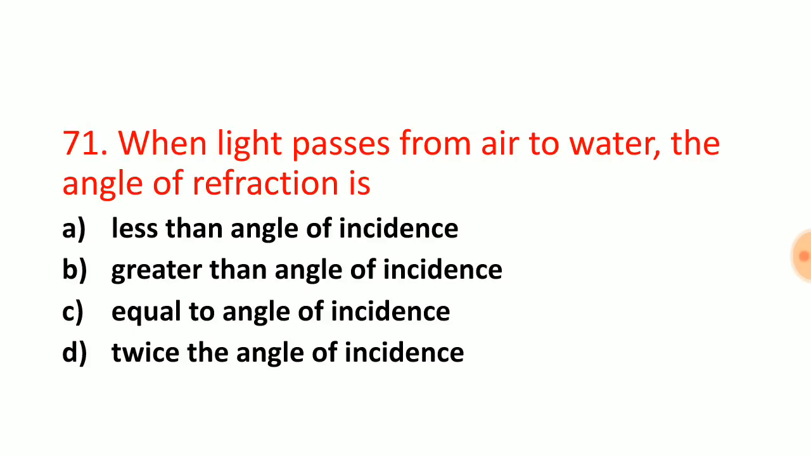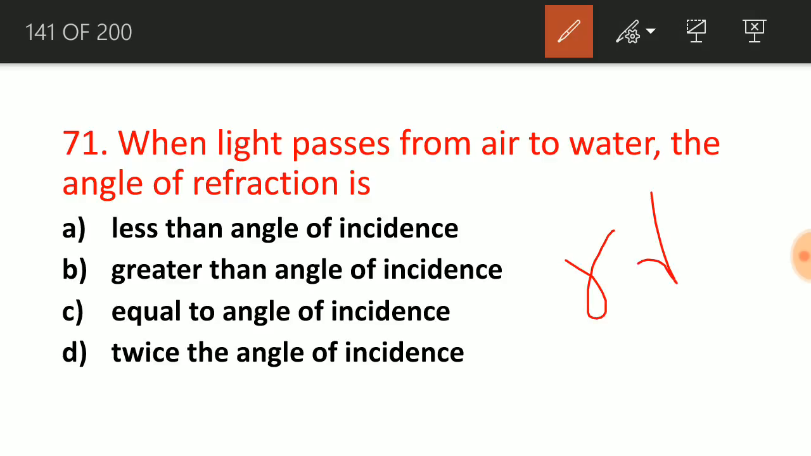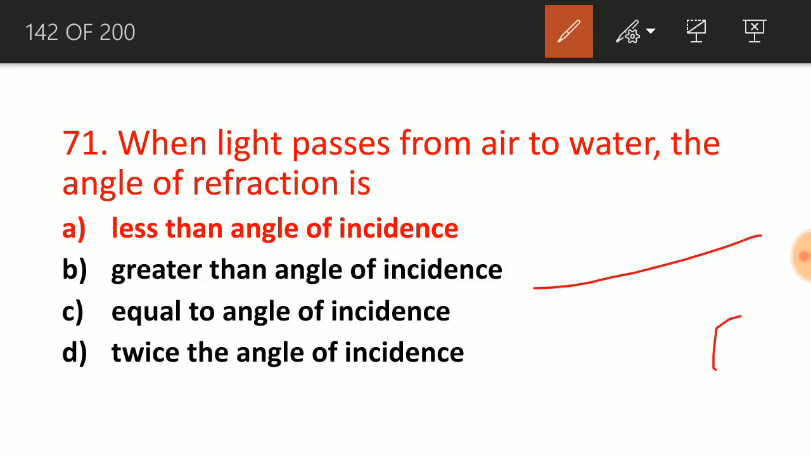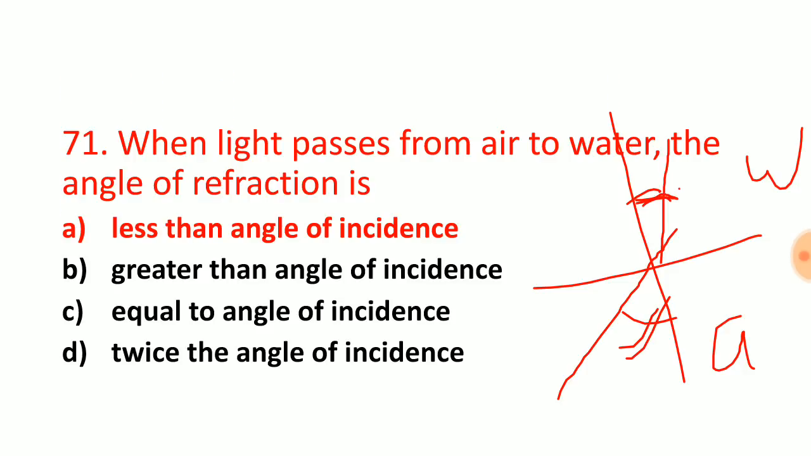Question number 71. When light passes from air to water, that means rarer to denser medium. In rarer to denser medium, light bends towards the normal. In such a case, what will be the angle of refraction compared to the angle of incidence: lower, greater or equal? Our answer is less than the angle of incidence, because if this is air and this is water, this is the normal, then this is the angle of incidence, but the angle of refraction bends towards the normal. This is less than this, so the angle of refraction is less than the angle of incidence. In question number 71, option A is the correct answer.